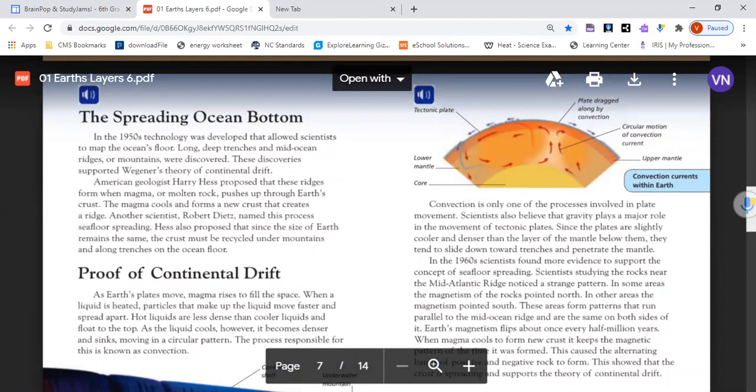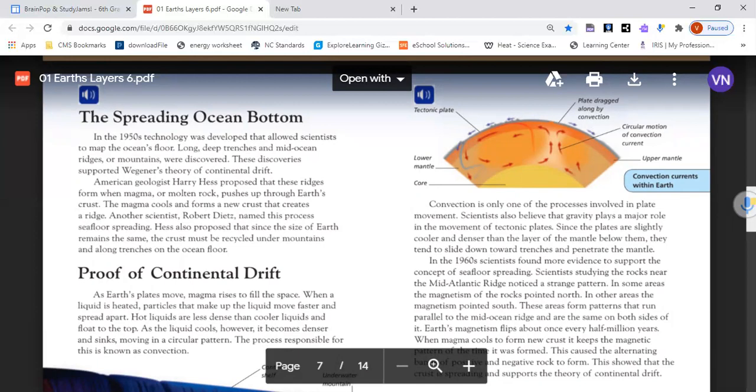Convection is only one of the processes involved in plate movement. Scientists also believe that gravity plays a major role in the movement of tectonic plates. So the two things that play a major role in the movement of tectonic plates are, A, convection currents, and B, gravity. That's something you have to understand and remember. So far, I think everybody is clear.